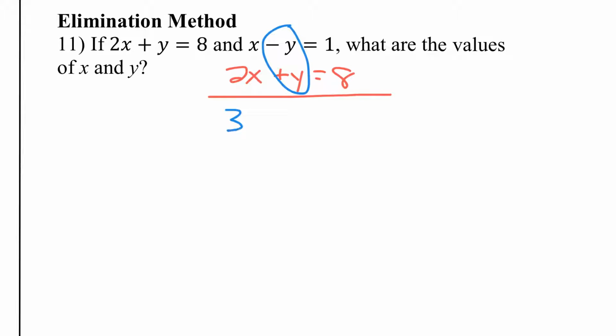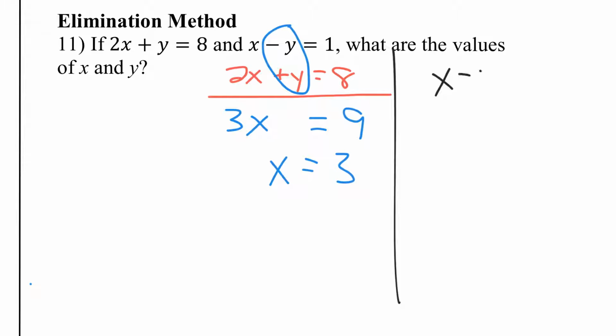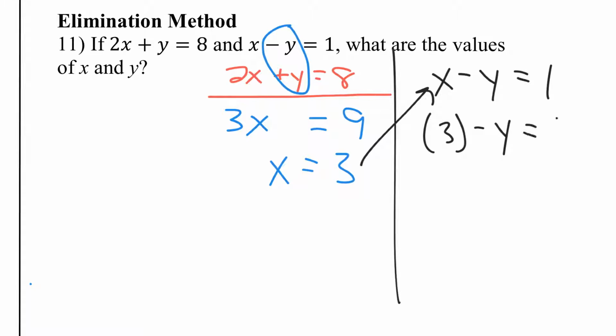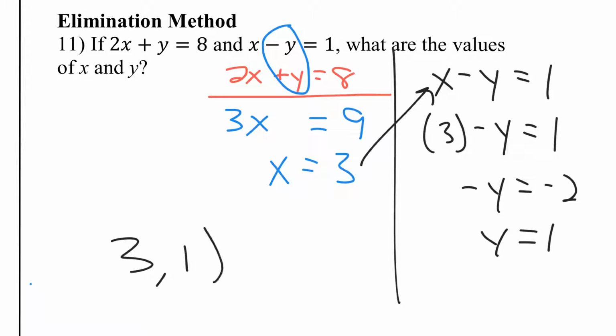X plus 2x is 3x, minus y plus y is 0, 1 plus 8 is 9, and if you divide both sides by 3, you get x is 3. Then take one of your equations, doesn't matter which one, rewrite it, but now that I know that x is 3, I'm going to plug a 3 in for the x value, solve the equation for y, and now I know that the x and y values that work for this are 3, 1. X is 3 and y is 1.